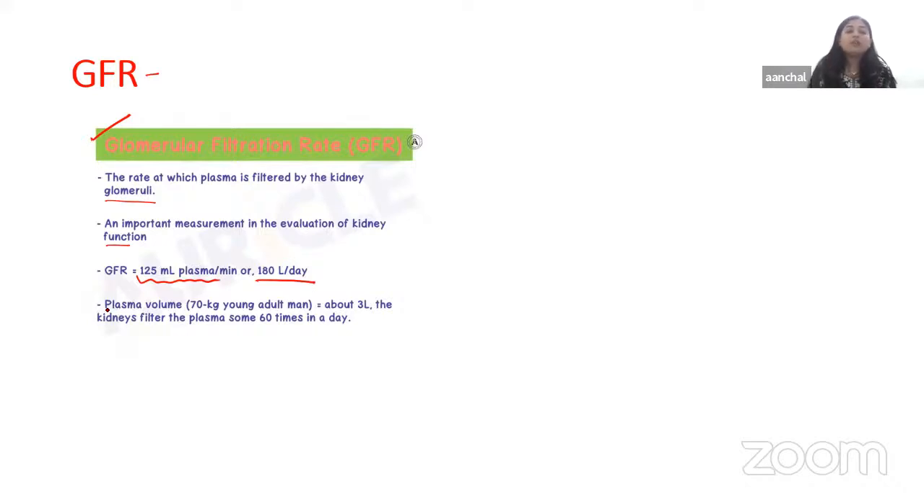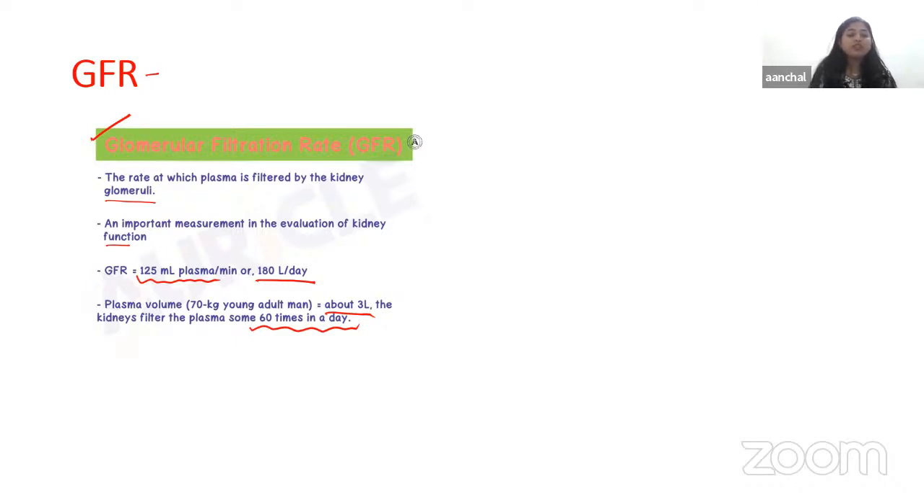The plasma volume in a 70 kg adult man is about 3 liters, and the kidney filters the plasma some 60 times in a day. GFR is the process by which blood is filtered while passing through the glomerular capillaries across the filtration membrane. It is the first process of urine formation, and the structure of the filtration membrane is well suited for the process.